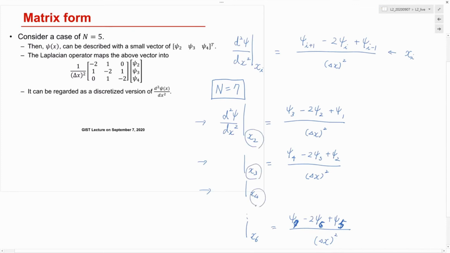We can collect this information and make a matrix form. You can easily understand this corresponds to a Laplacian or second order derivative for the n equal 7 case. So let me just ask you a question. Here we have the n equal 7 example. Then how does our matrix look?